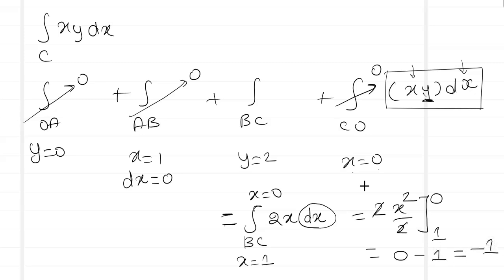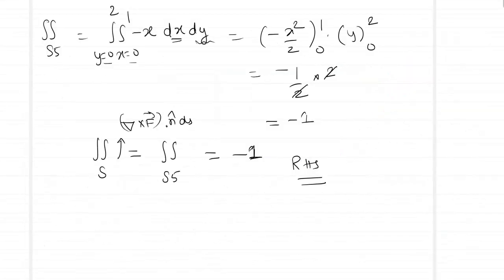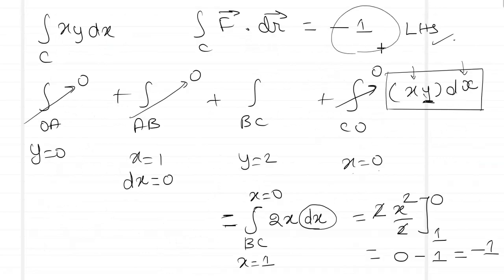So what is the total value? Minus 1. So what has happened to my integral over C of F vector dot dr vector? It is equal to minus 1. So this is my LHS. I am done with my LHS. Now go and check back what we had for RHS. RHS is also equal to minus 1, and LHS is also equal to minus 1. So what have we done? We have verified Stokes' theorem.